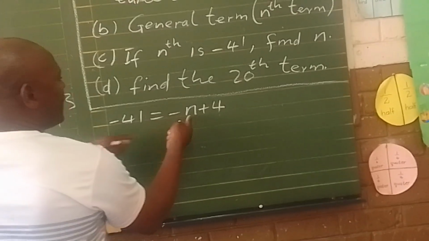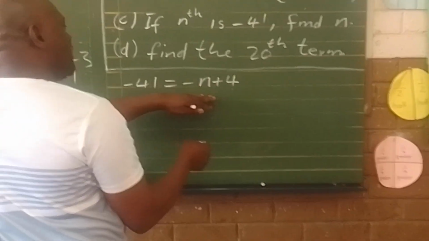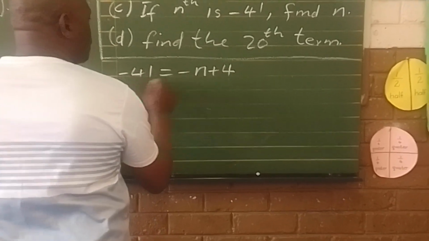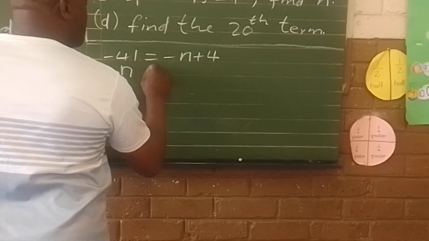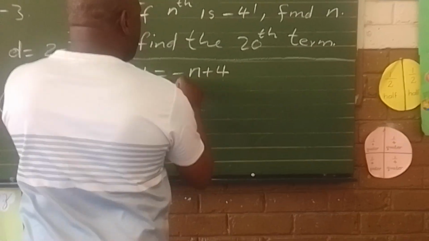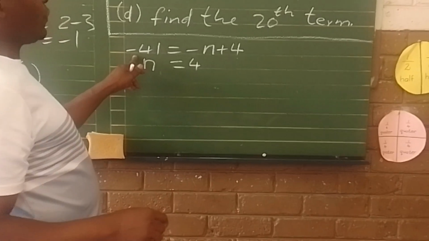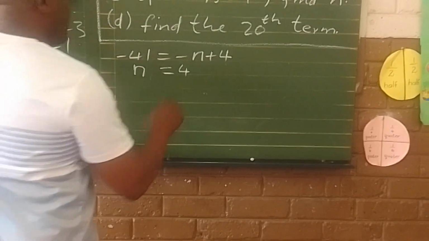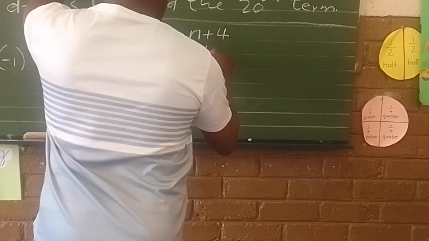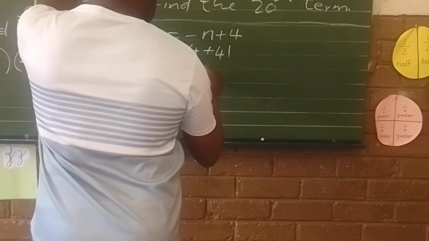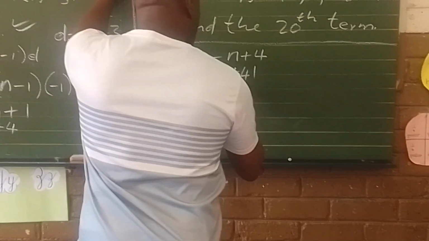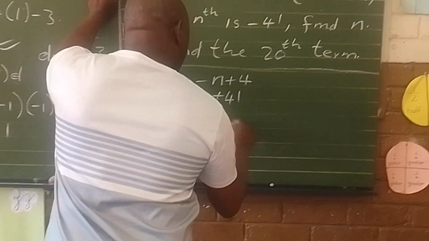So n, take n, that side from right to left, it is going to change the sign. It was negative, it is going to be positive. Then 4 remains. Then take minus 41 on the left hand side to the right hand side. It was negative, it will become positive. So n must be 41 plus 4, which is 45.